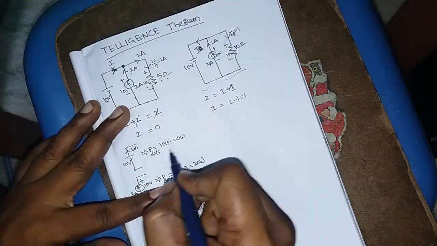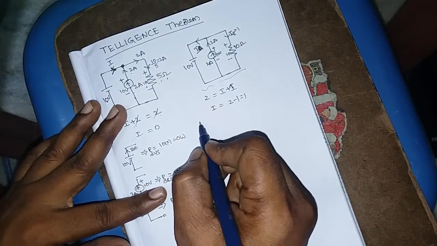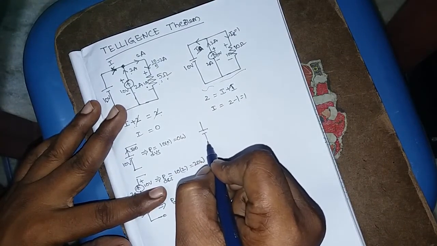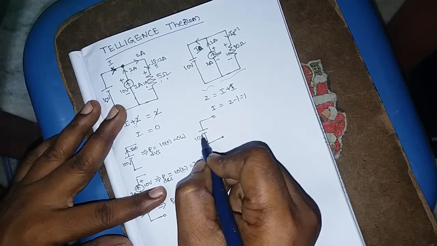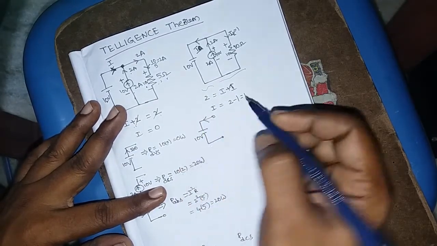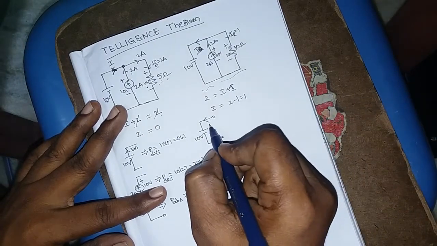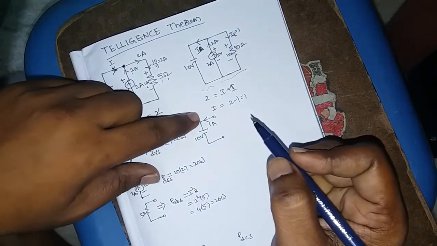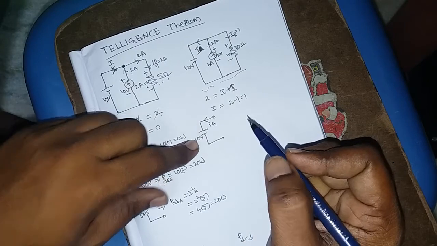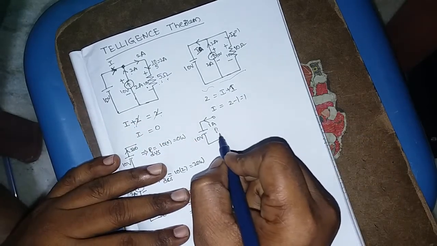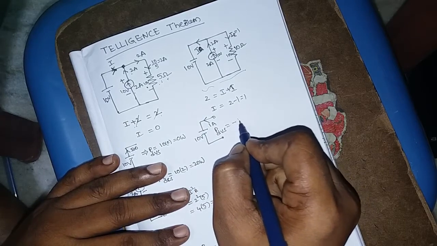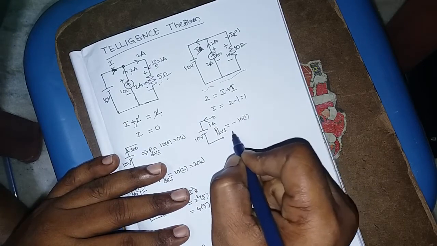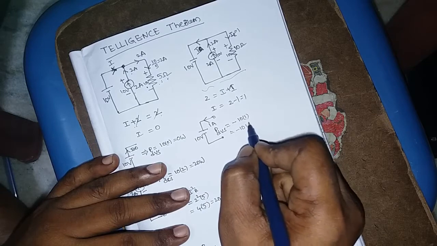Now how much power is absorbed or delivered by the voltage source? The voltage source is like this, 10 volts, but the current of 1 ampere is flowing towards the voltage source. If the current flows towards the voltage source, then the power delivered by the voltage source is negative. This is minus 10 into 1, which is minus 10 watts.